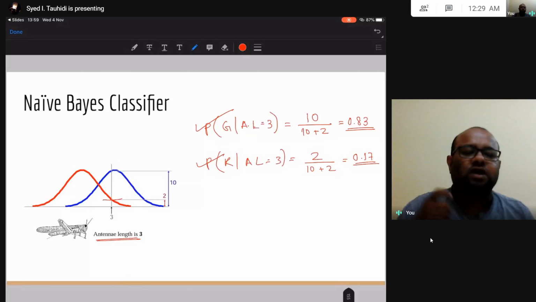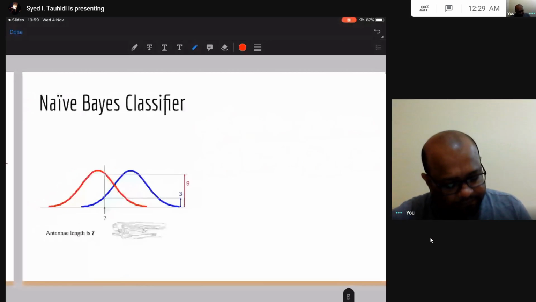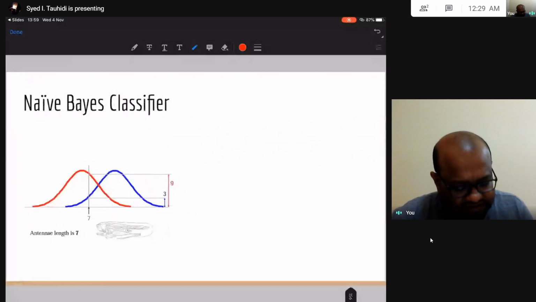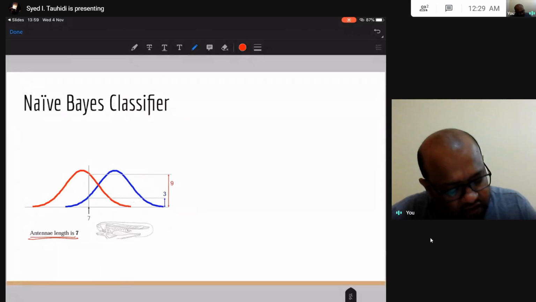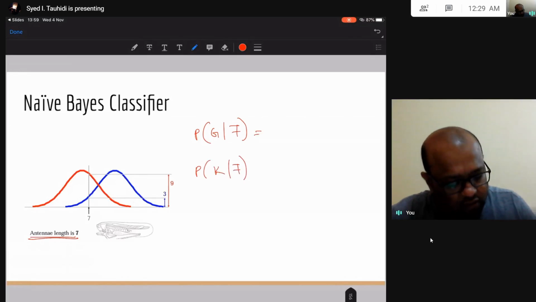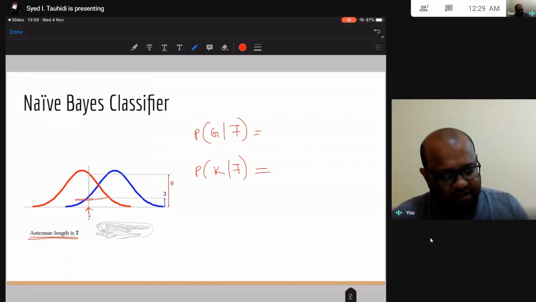This is how we use probability to do classification. Alright, let's do this again. I have another insect with an antenna length of 7. Now I have to find the probability of grasshopper given antenna length equal to 7 and the probability of katydid given antenna length equal to 7. I go to this curve, I see 7, I intersect with the grasshopper curve at 3, and I intersect with the katydid curve at 9. So 3 plus 9 is 12.